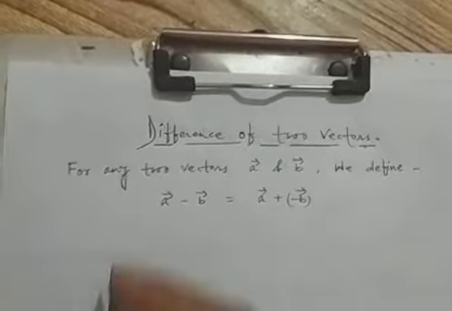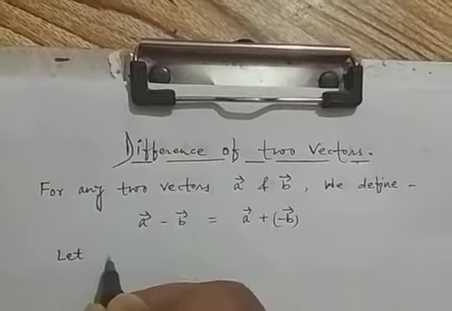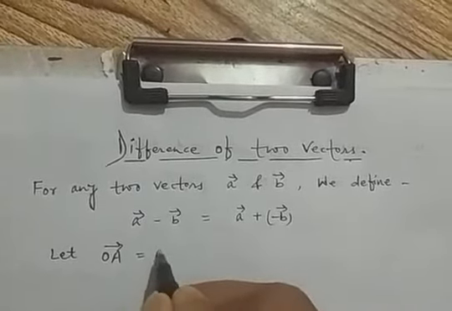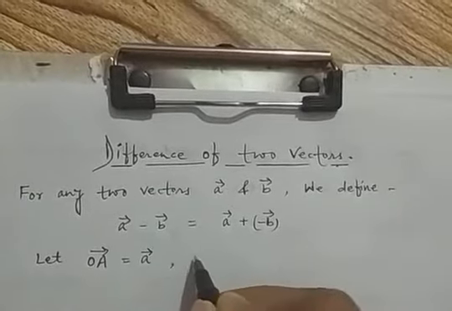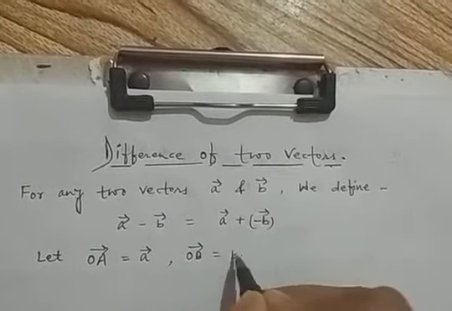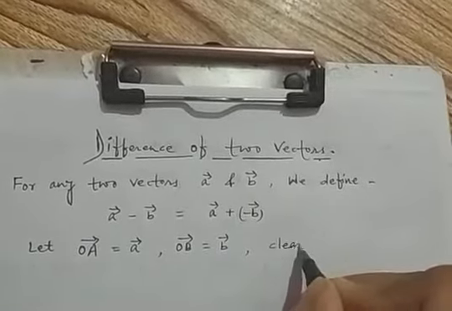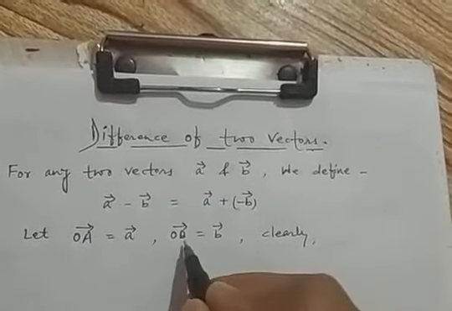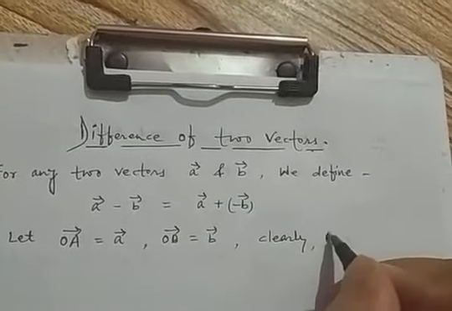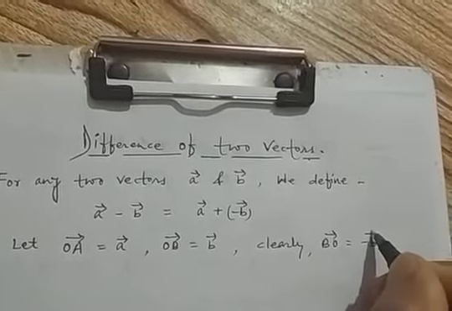Okay students, now here let vector OA equal vector A and vector OB equal vector B. So here clearly the vector BO will be minus B. So here clearly vector BO is equal to minus B vector.